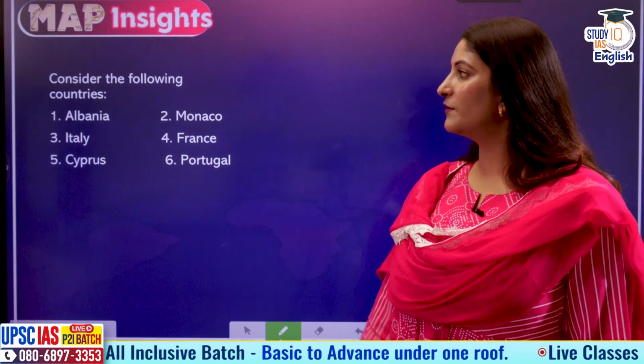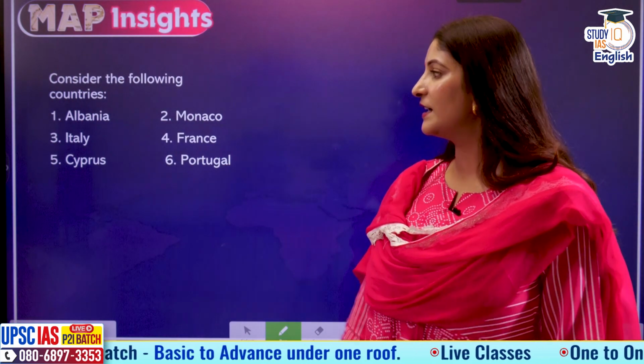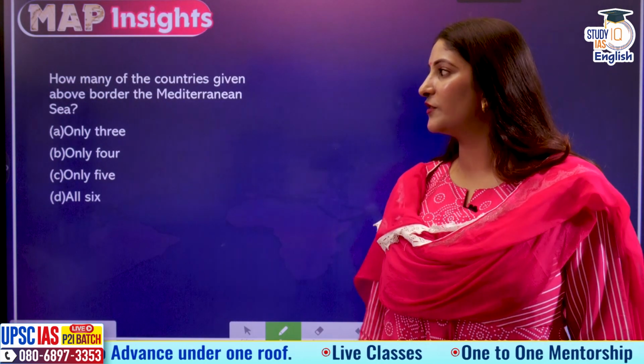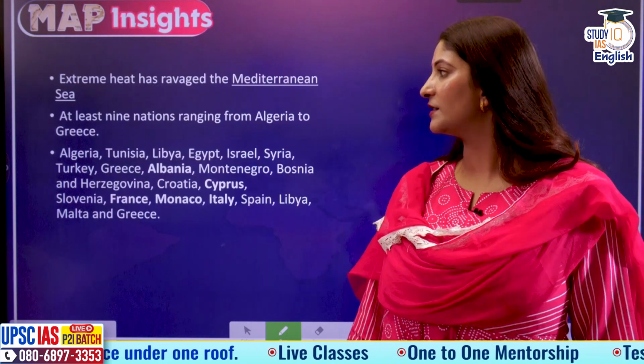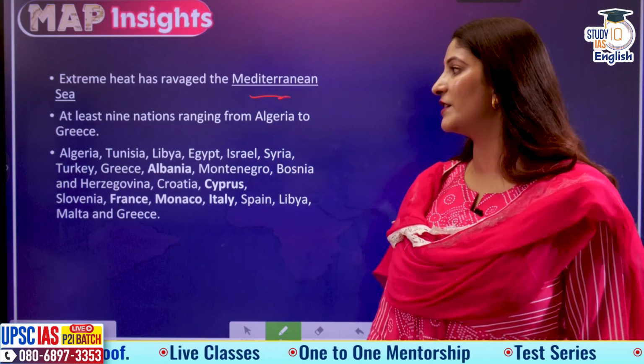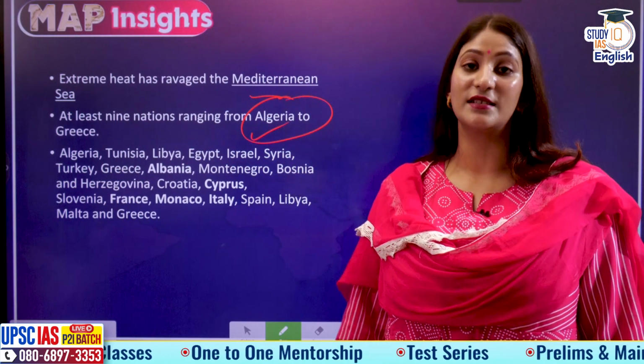Moving on. Consider the following countries: Albania, Monaco, Italy, France, Cyprus, and Portugal. How many of the countries given above have a border with the Mediterranean Sea? Now, extreme heat has been ravaging the Mediterranean Sea. At least 9 nations ranging from Algeria to Greece are suffering under it.